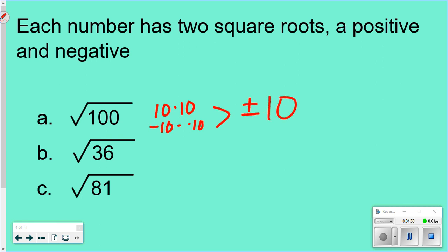Okay, for 36, we kind of did this one already. It's going to be plus or minus 6. For 81, it'd be plus or minus 9.